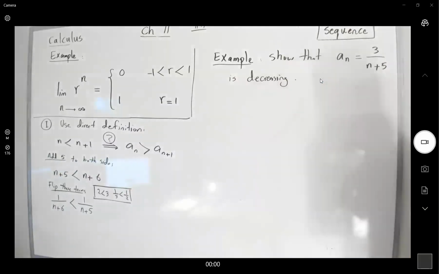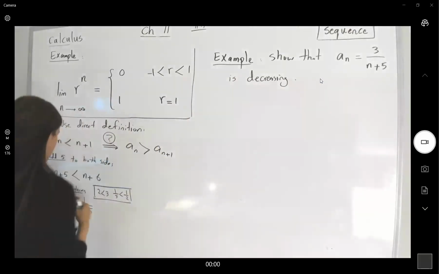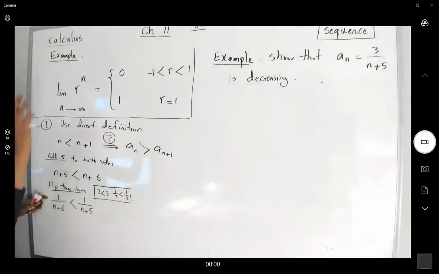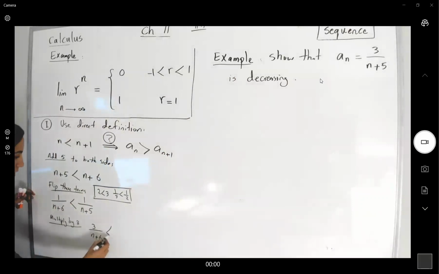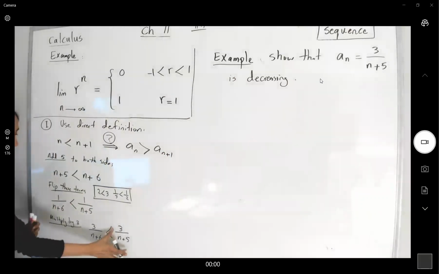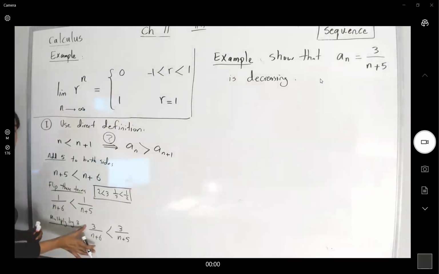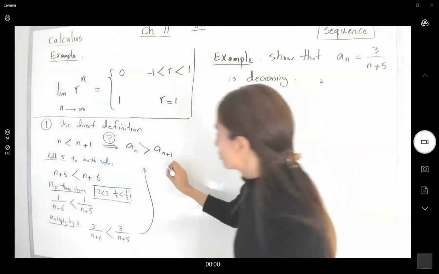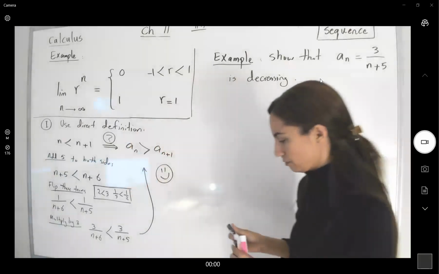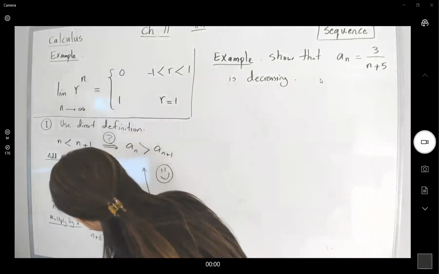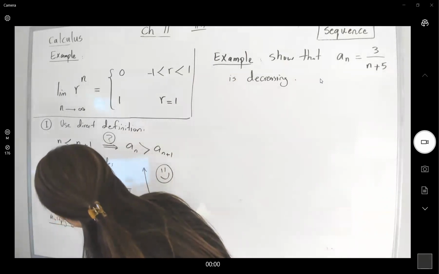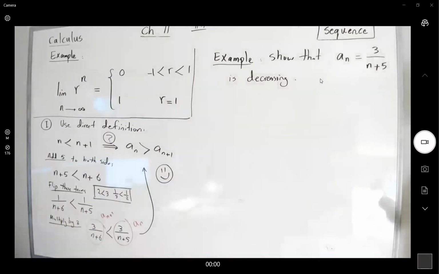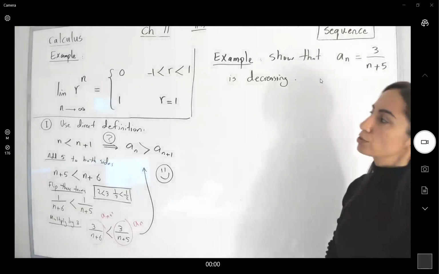What else is left? 3. It must have 3 on its numerator. So if I multiply all sides by 3, then I'm done. So 3 divided by n plus 6 is less than 3 divided by n plus 5. What is this guy? This is my a sub n. What is this guy? This is a sub n plus 1. So the conclusion is a sub n is larger than a sub n plus 1, and we're done. This is the very first approach, the direct definition.